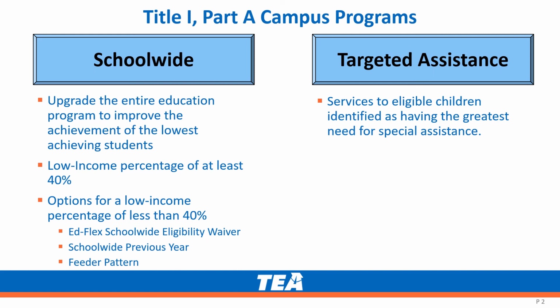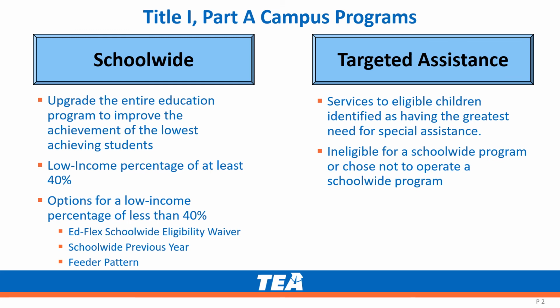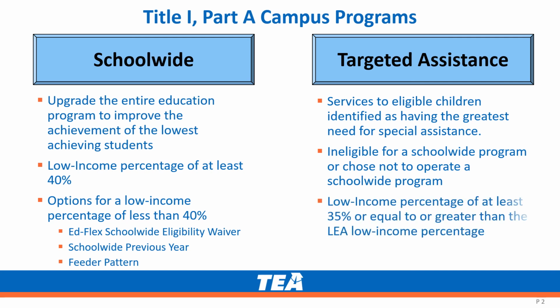A targeted assistance program provides services to eligible children identified as failing or being most at risk of failing to meet the state's challenging academic standards. Targeted assistance program campuses are either ineligible for a school-wide program or have chosen not to operate a school-wide program. A campus may be served as a targeted assistance campus, provided the campus is Title I Part A eligible, which is at least 35% low income or equal to or greater than the LEA low-income percentage.